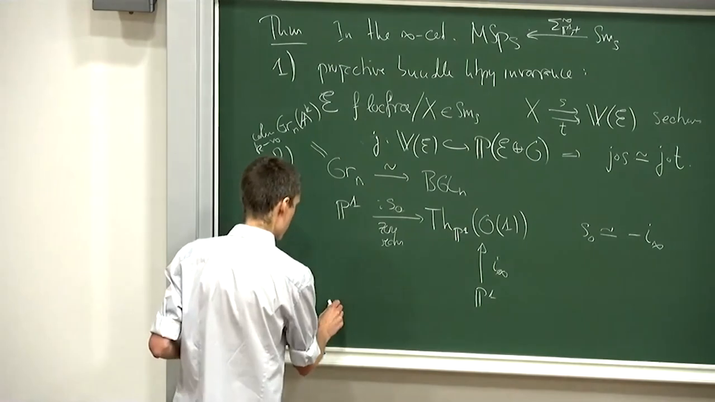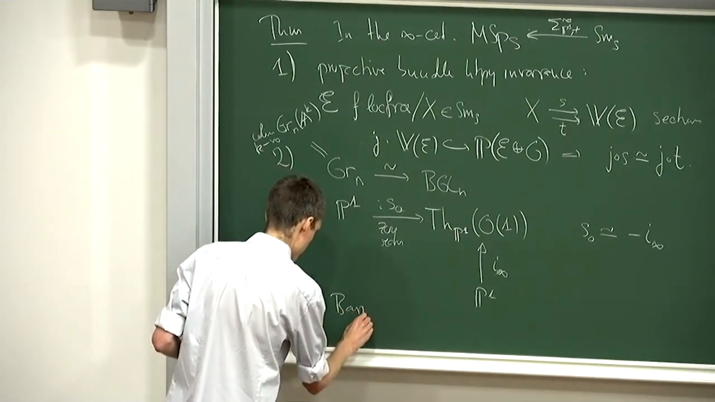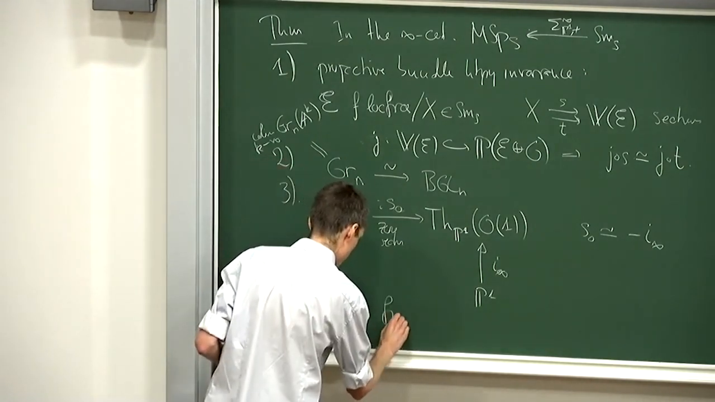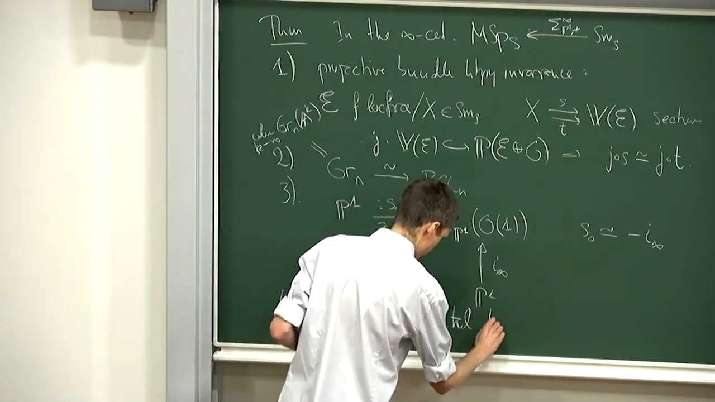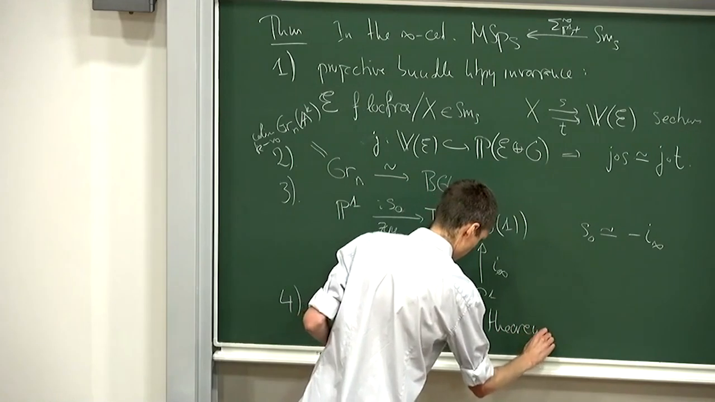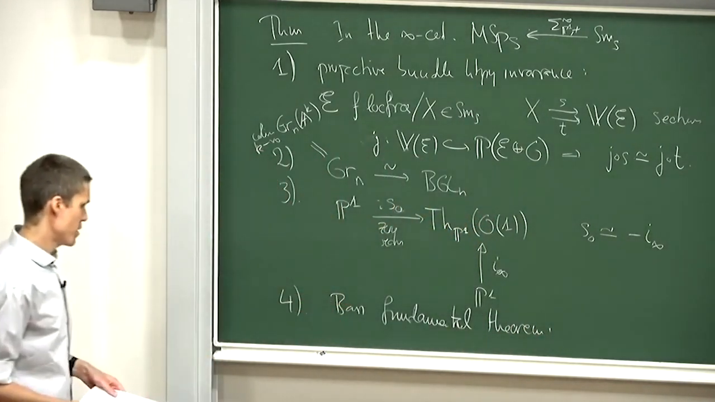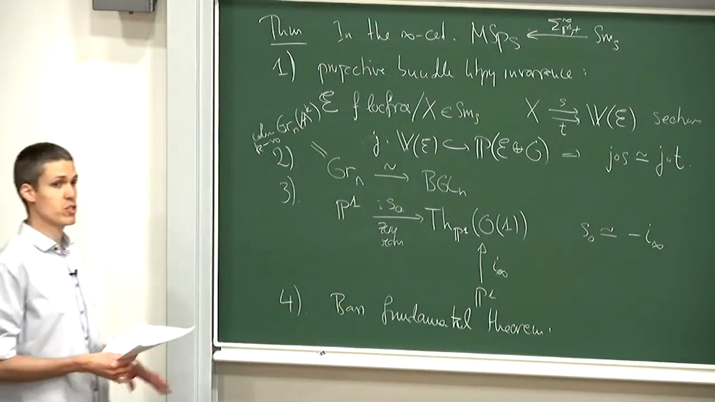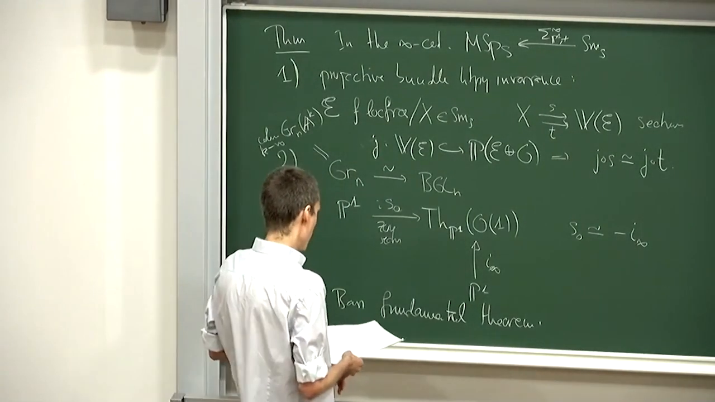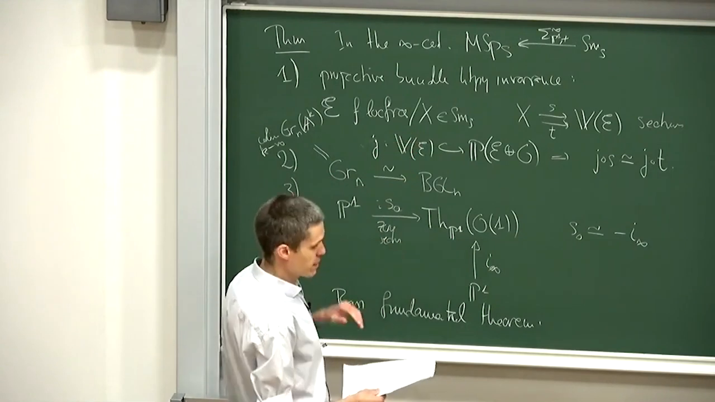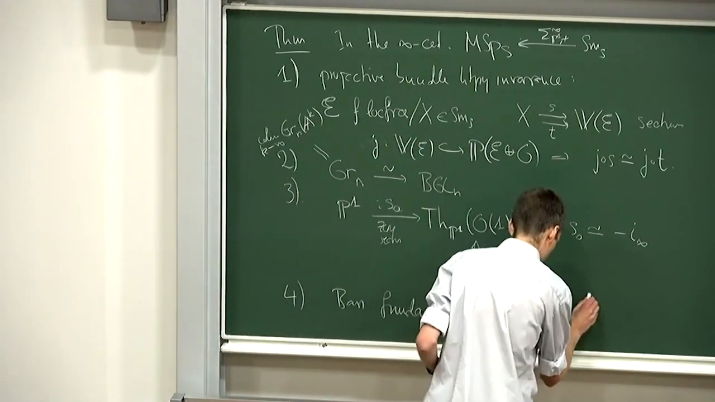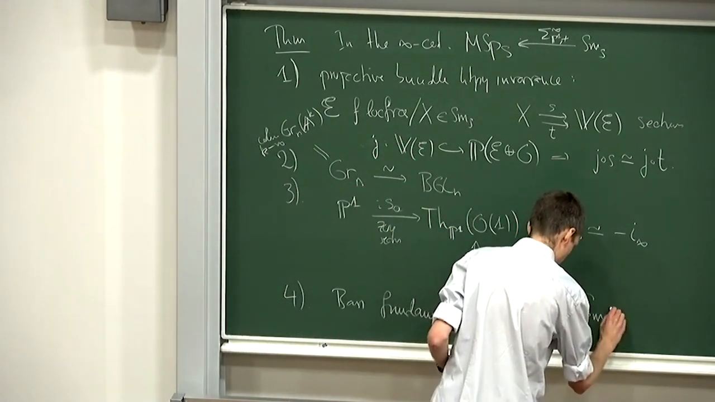Okay, and the last result I want to mention here is the Bass fundamental theorem. This usually refers to a theorem in algebraic K-theory, which tells you about the algebraic K-theory of G_m. So this is kind of a generalization of this theorem, which tells us what G_m looks like in this category. And it looks as follows.